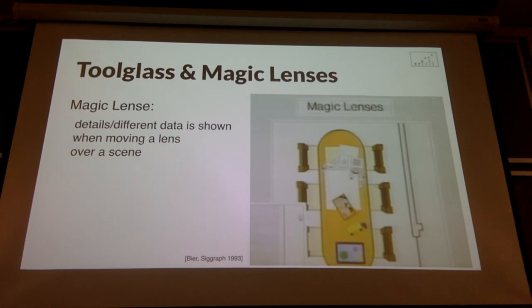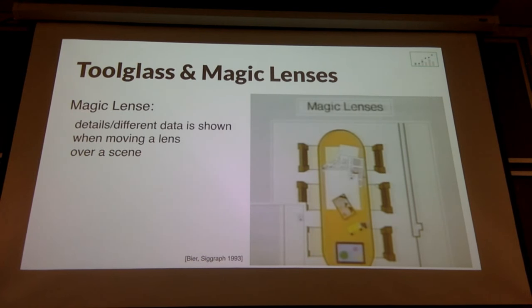Exactly. So you have a lens, and you can use the lens to learn more about an area. And I'm not talking about the geometric lens here, but about the magic lens. It shows us things that are different. So here, this is a paper from 1993.